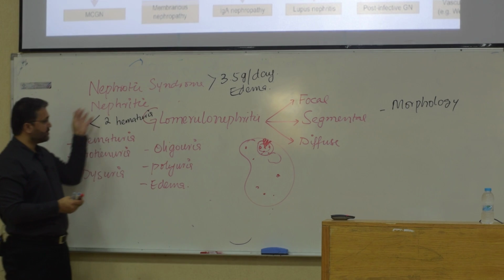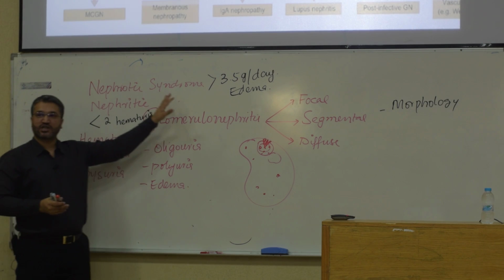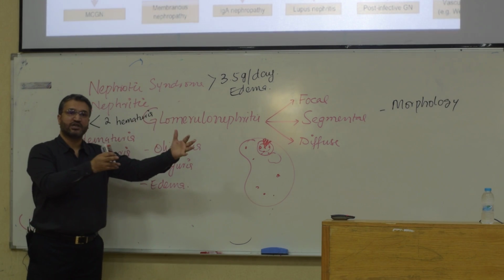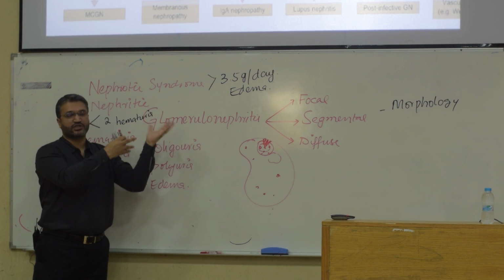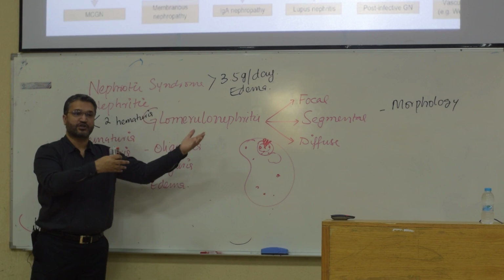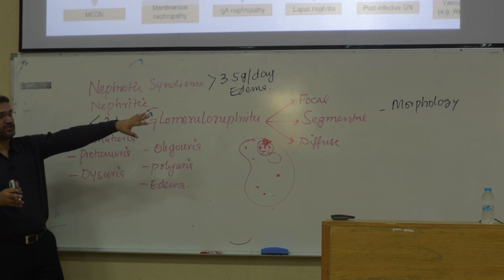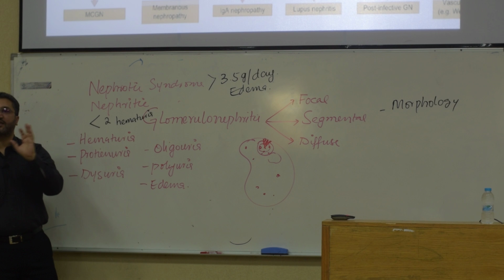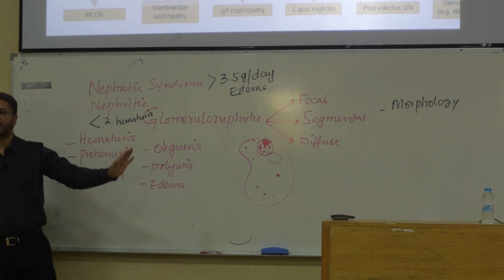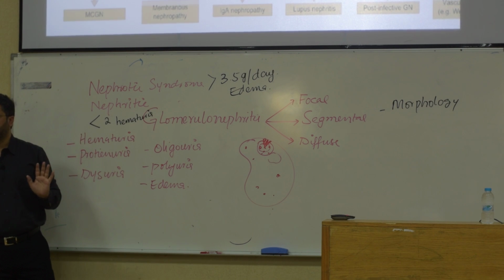You start with the symptoms, then if it is not conclusive, of course you have to go to the biopsy, and of course the clinical history of the patient, which we'll see how it is useful, and then in the biopsy you check the morphology, and then finally the immunofluorescent staining, and then you decide which particular disease this is. So far we are all okay.